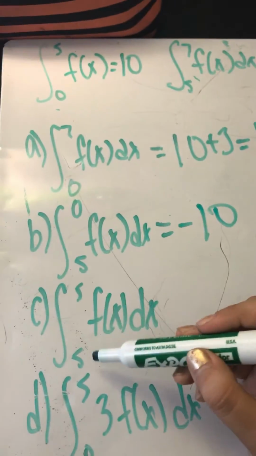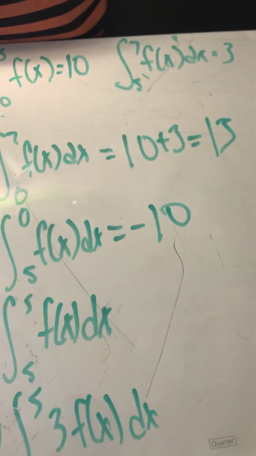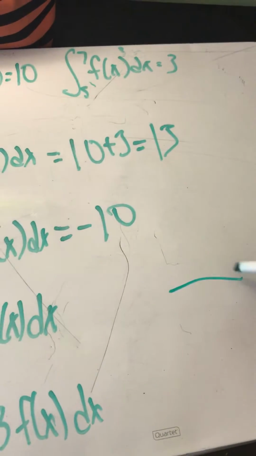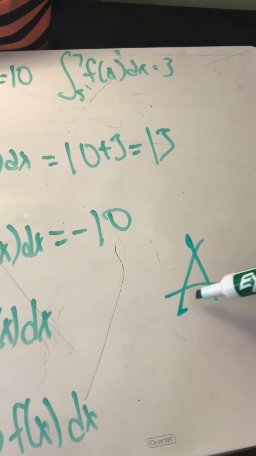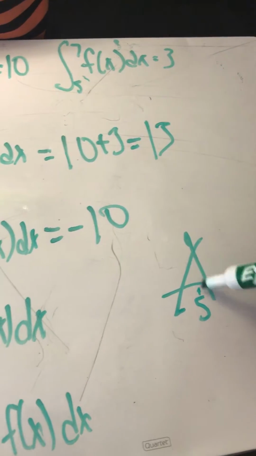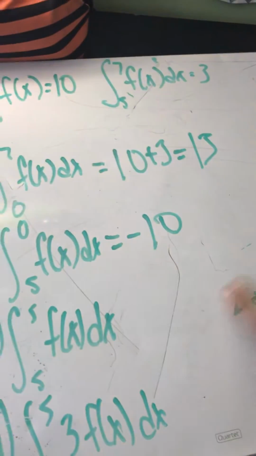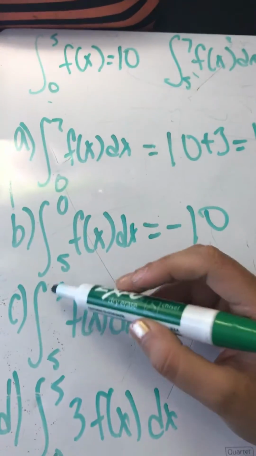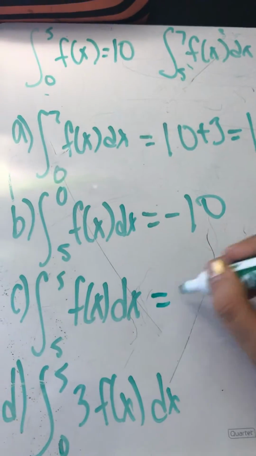And for this one, they're asking from 5 to 5. Now, you can't really find the area from 5 to 5, because that's the same number, you get what I'm saying. So basically, whenever the same number is given in the integral, it's just 0.